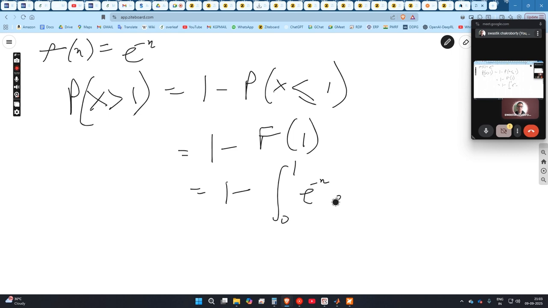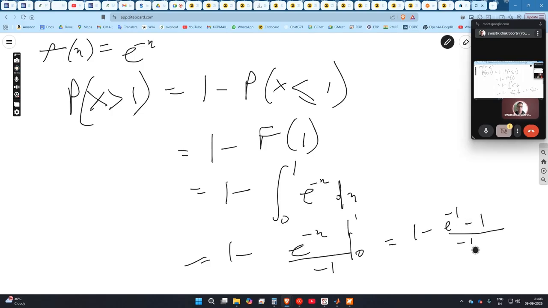So e to the power minus x dx. You integrate: 1 minus e to the power minus x by minus 1, from 0 to 1. So this becomes 1 minus e inverse minus 1 by minus 1. So 1 plus e inverse minus 1. So it is e inverse. So the probability is e inverse.